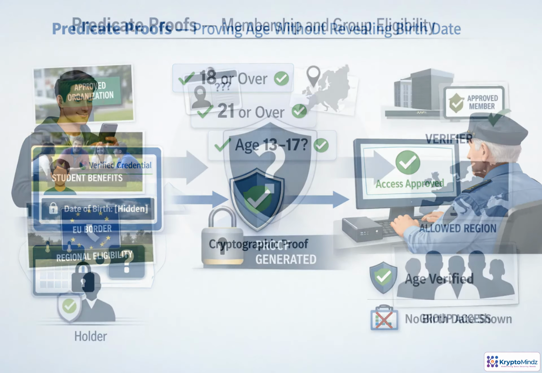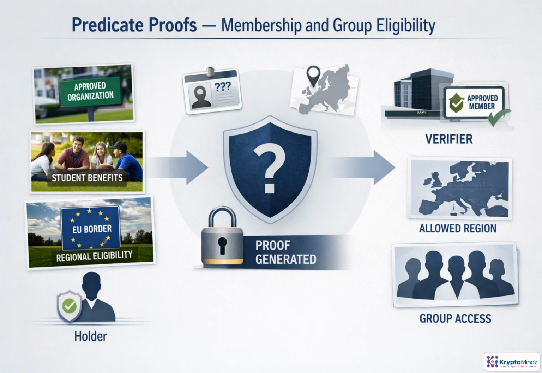Membership predicates answer one question: Is this holder inside an approved set? The proof might show they belong to an approved employer, qualify for student benefits, or come from an allowed region, without exposing an employee ID, student record, or full address. The key policy choice is precision. Does the verifier only need eligible, or must it know which group qualified them? That choice determines how much remains hidden and what evidence the proof must bind to.